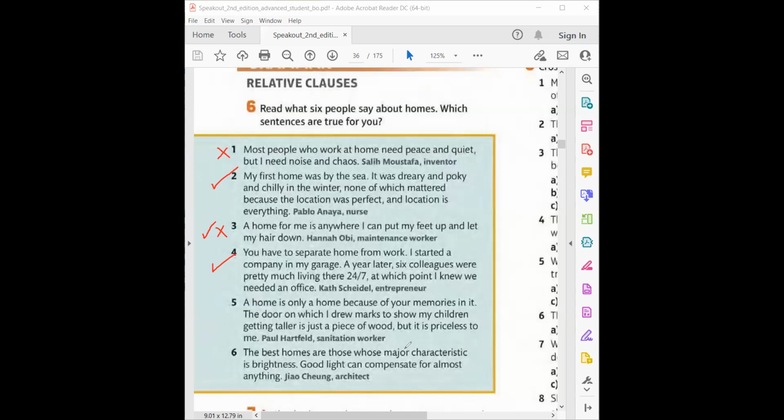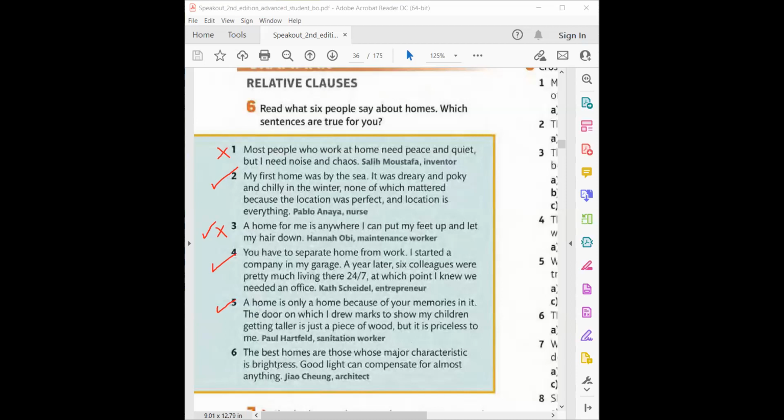Something that you can't buy, you know? Yeah, I totally agree. Unfortunately, yes. A house is the place where you have memories in. Right. And let's have a look at the last one.